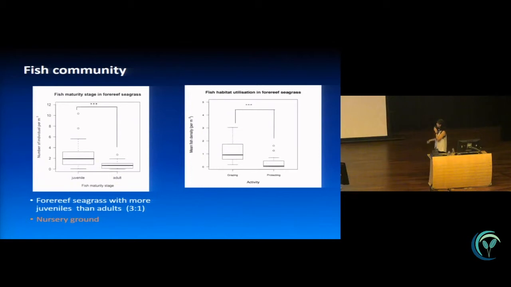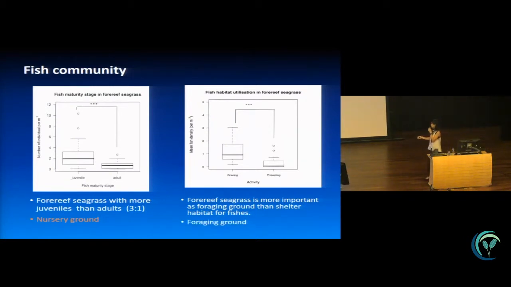Another point is that one of the advantages of using video is that you can study their behavior. Here we studied whether they are grazing or in a protecting mood. And we found that they are more in a grazing mood than a protecting mood. This suggests the seagrass is a foraging ground and a shelter for the fishes in here.